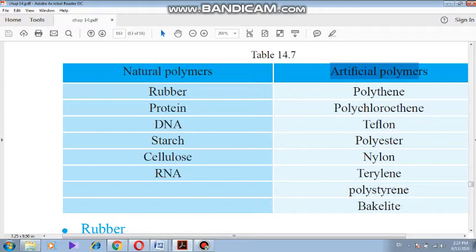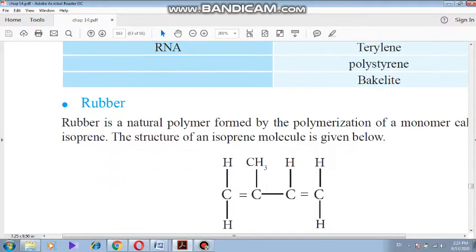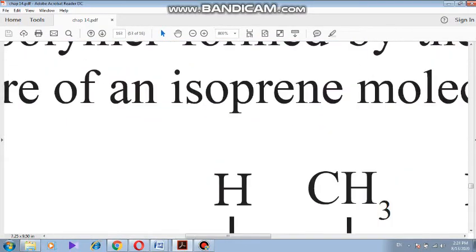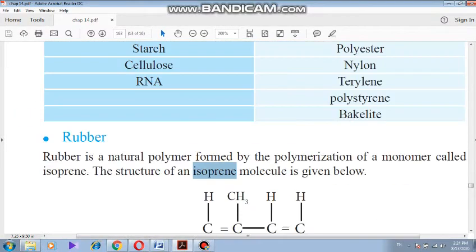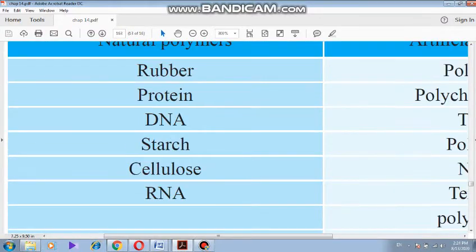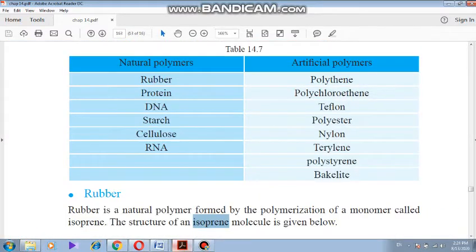Rubber, its monomer is called by the name isoprene, right? Protein, amino acid. DNA, deoxyribonucleotides. Starch, glucose. Cellulose, glucose. RNA, ribonucleotides.